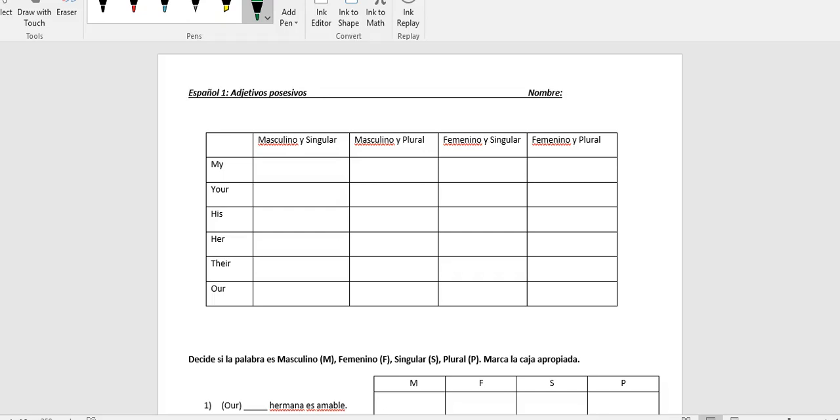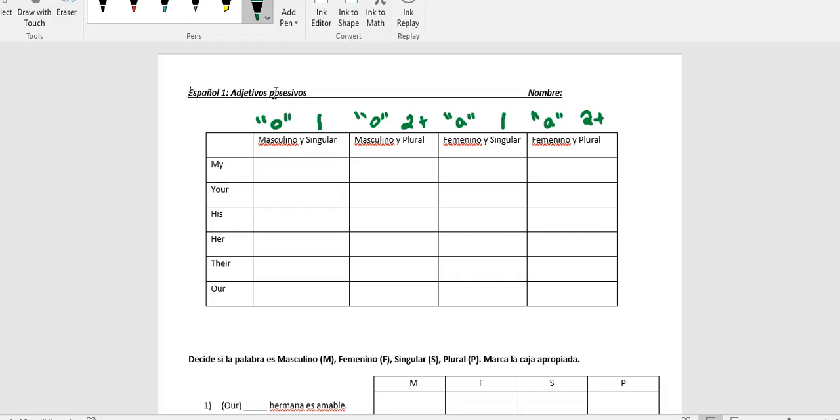So a few things to keep in mind. When we're looking at that masculino and singular, we're looking at those objects that end in an O. When we're looking at singular, we mean 1. Masculino plural, same thing, objects end in an O. Plural is 2 or more. Femenino are your objects that end in an A. Singular is 1. Femenino again ends in an A, and plural is 2 or more.